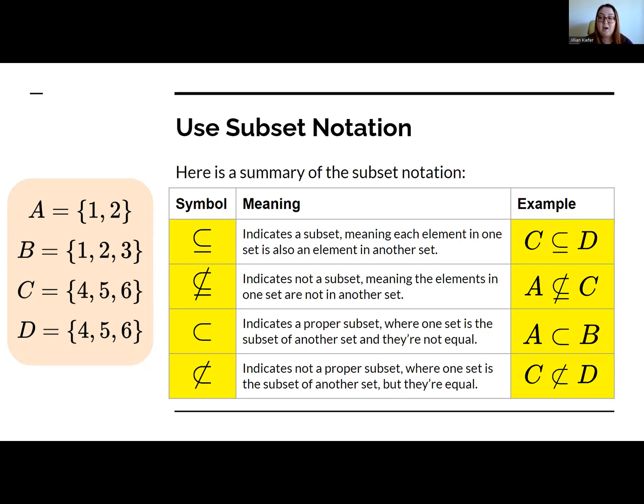So C is not a proper subset of D. They are the same set. They are equal. So that is not a proper subset.